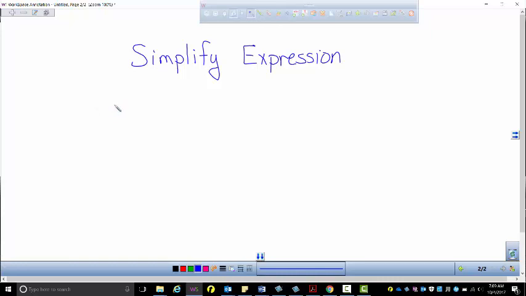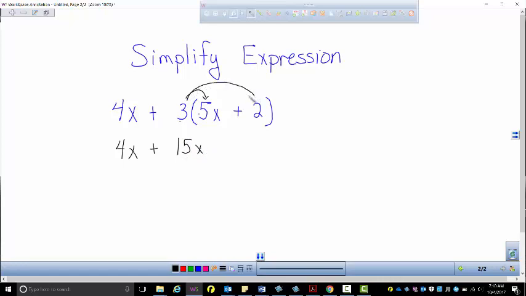So we'll start with 4x plus 3 times (5x plus 2). To do this, first I have to do the parentheses. So I copy 4x plus. Then I have to multiply. This means multiply. So 3 times 5x is 15x. 3 times 2 is 6.